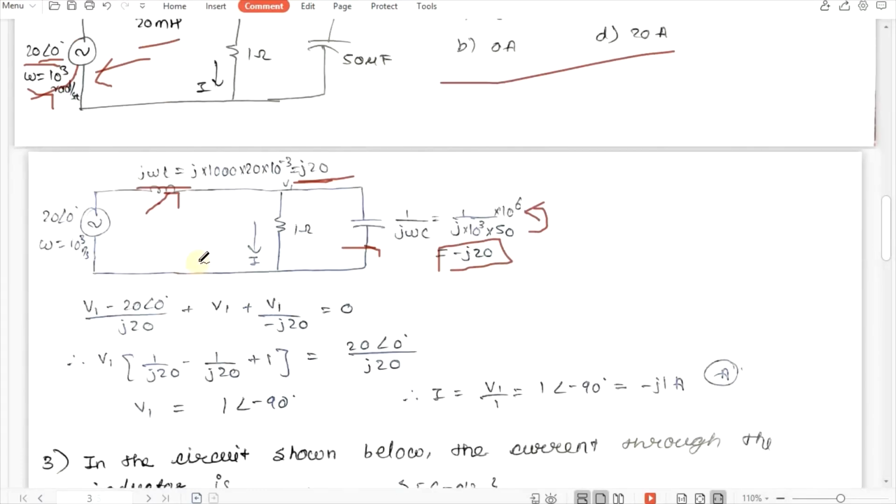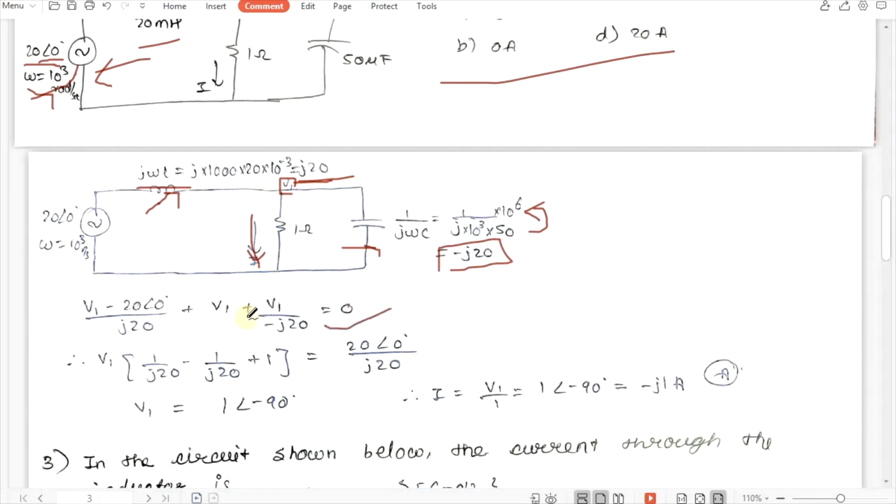Now we have to consider this network as our basic network and apply KCL and KVL. As we know, we have to get this I. To get this I, we are going to apply the node method. This time we will consider the voltage at this node. So here we will have V1 minus 20 angle of 0 degree upon reactance, reactance is j20, plus V1 by 1 plus V1 upon minus j20.